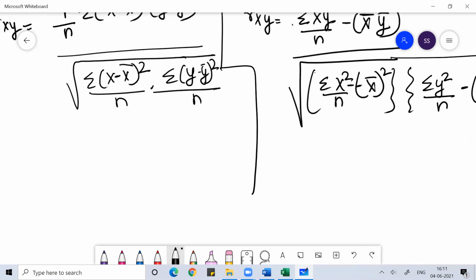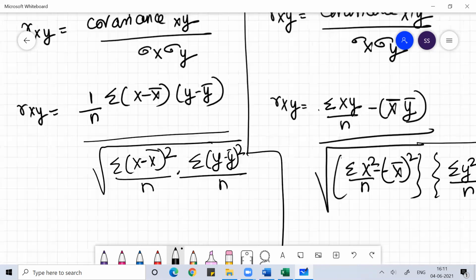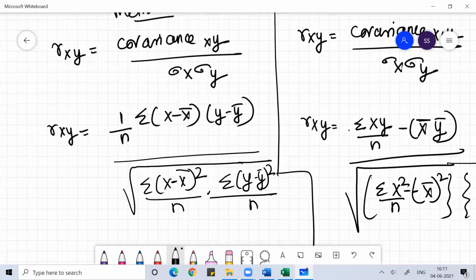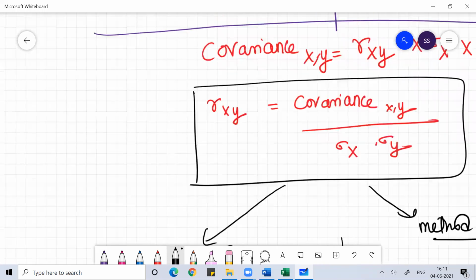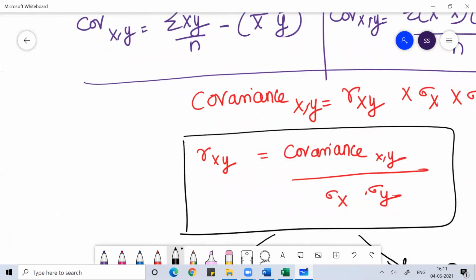So I hope you are understanding this. I'm simply writing the same thing. I'm simply deriving, I hope you understand. I'm deriving the formula of the correlation coefficient through the Karl Pearson correlation coefficient method.